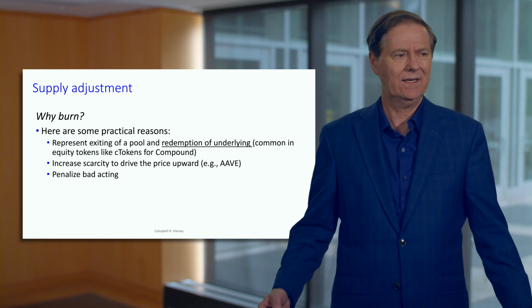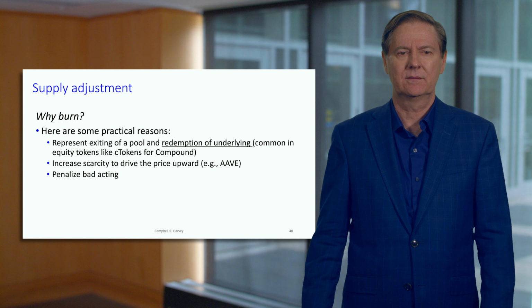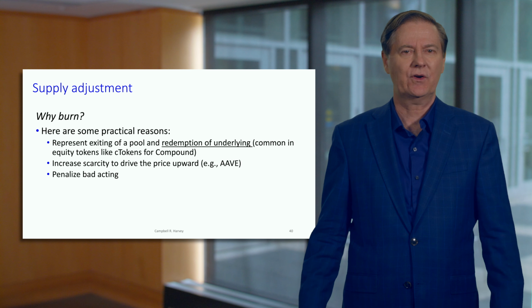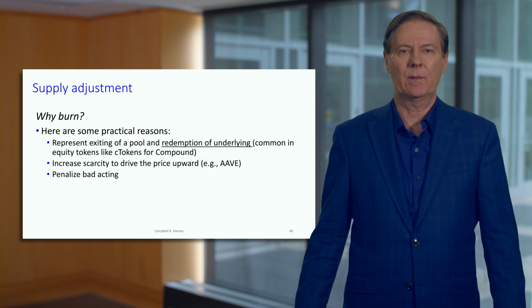So why would we burn? It turns out it's pretty simple. Think of an equity token. So you represent, let's say, 10% of a pool. There's a pool that has 100 Ether in it, and you've contributed 10. So you've got 10% of the ownership of that pool, and there's a token that's issued to you that basically represents 10% of that pool.